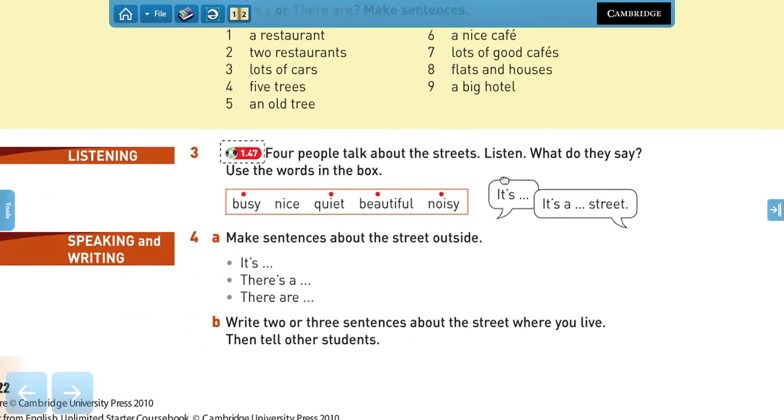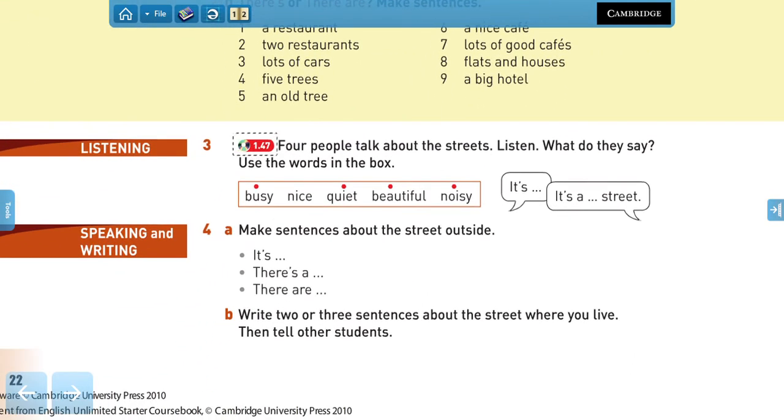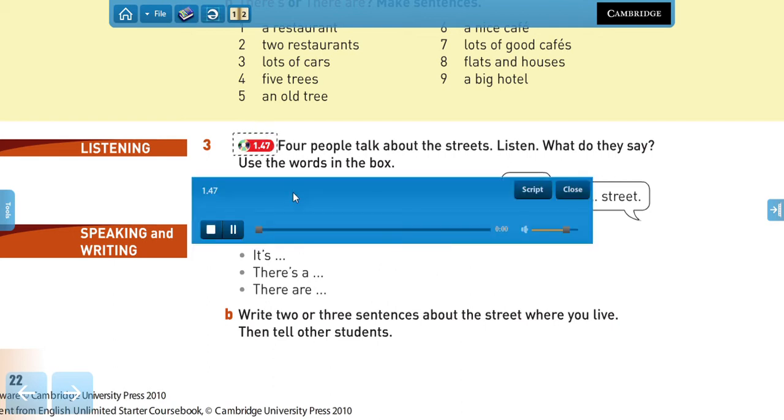Now let's listen. Now we're going to listen to 4 people talking about the streets they can see. Listen and identify what they say using the words from the box. Some of them are going to be talking about busy, nice, quiet, beautiful, or noisy streets. Try to copy or write the sentences that you hear in the listening. We are going to listen 2 times, okay? Track 47.